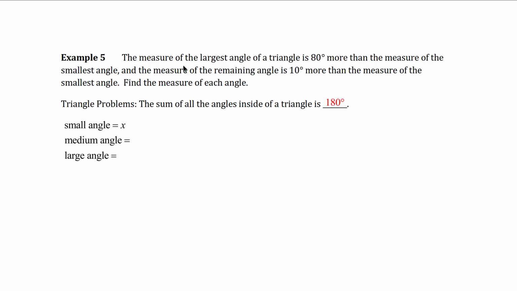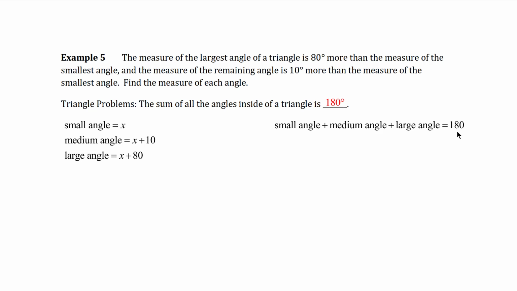Now the largest angle is 80 degrees more than the measure of the smallest angle. We could represent this as x plus 80. And the medium angle is 10 degrees more than the measure of the smallest angle. So this will be x plus 10. Next, we're going to use the fact that the sum of all angles inside of a triangle is 180 degrees. So if we add together the small angle, the medium angle, and the large angle, this is equal to 180.